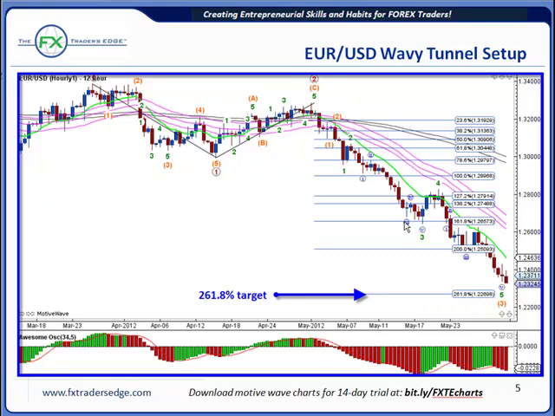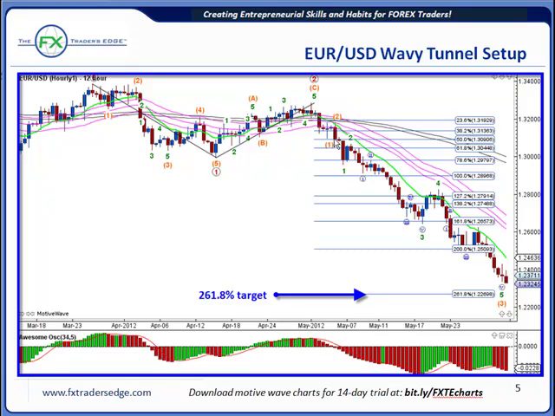After 161.8%, well, the next target is 200%. We reached that target, blew through it, and the next target is 261.8%. And that would bring the euro down to 122.70. So at 261.8%, that's an extended wave 3.